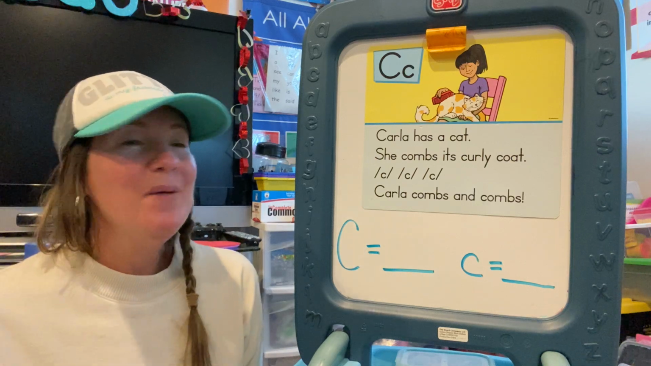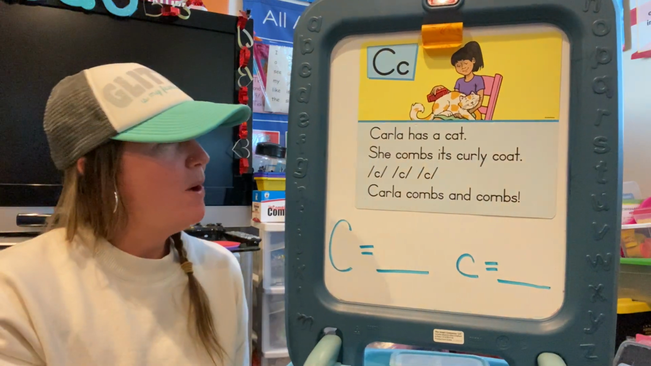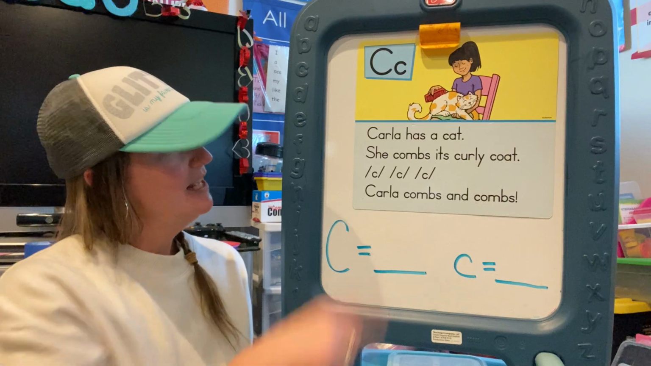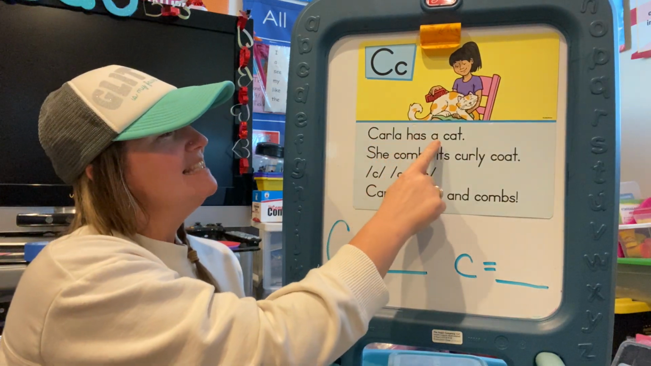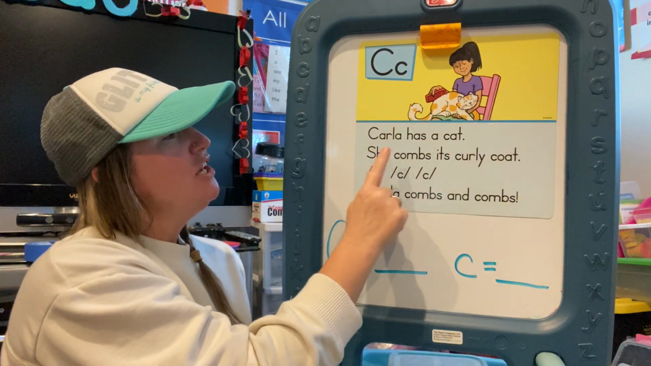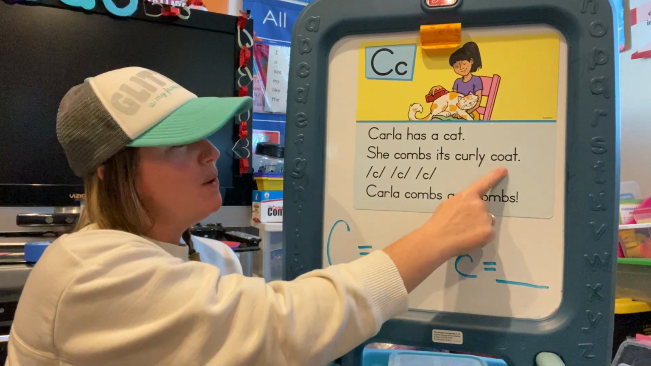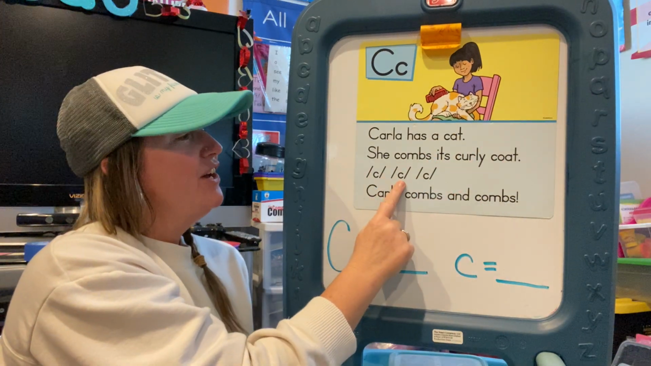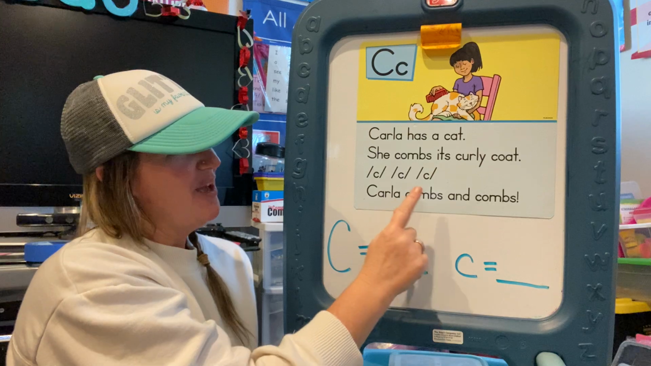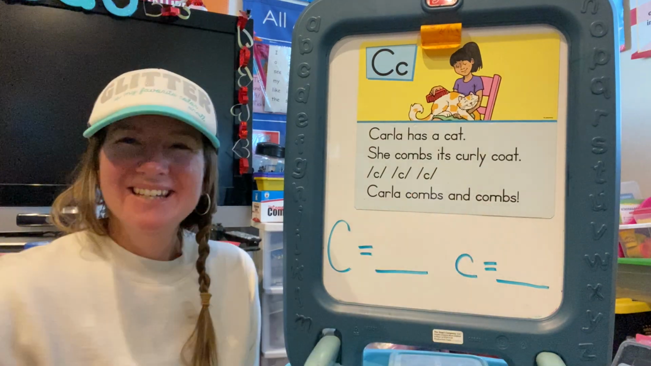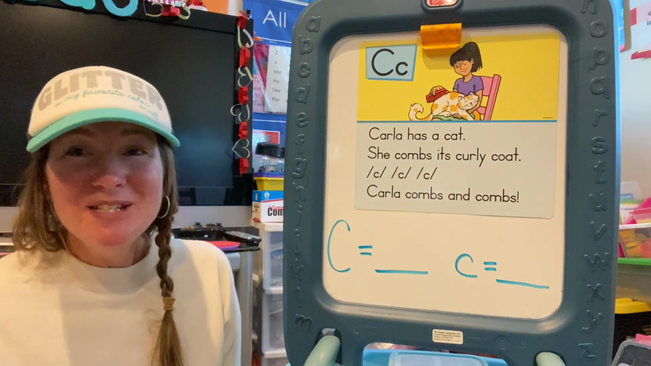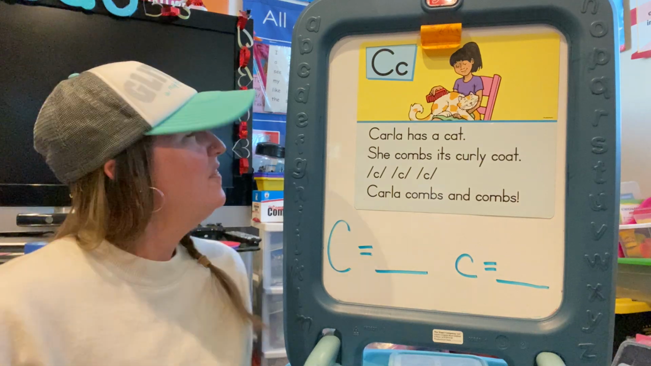Please and thank you, I want you to listen to the poem first. It says, Carla has a cat. She combs its curly coat. Carla combs and combs.